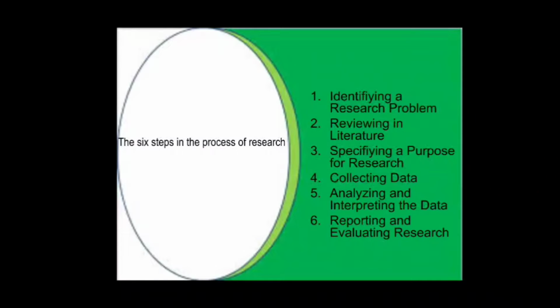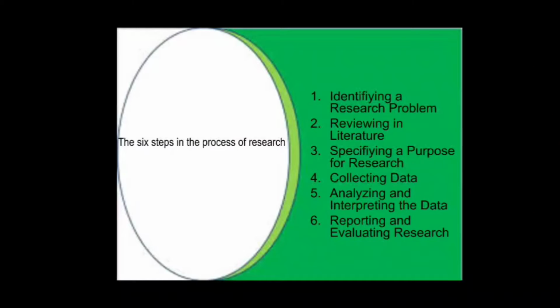The process of research consists of 6 steps. The first step is identifying a research problem. Identifying a research problem consists of specifying an issue to study, developing a justification for studying it, and suggesting the importance of the study for select audiences that will read the report.